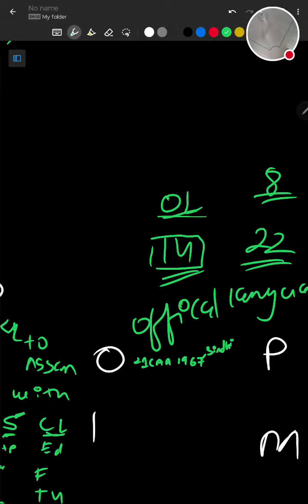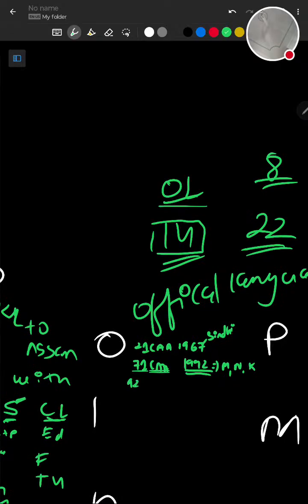Then your 71st Constitution Amendment Act of 1992, which has your Manipuri, Nepali, and Konkani. Now Konkani has recently been made, like the constitution book has recently been translated into the Konkani language. So this 71st Constitution Amendment Act of 1992 becomes important.